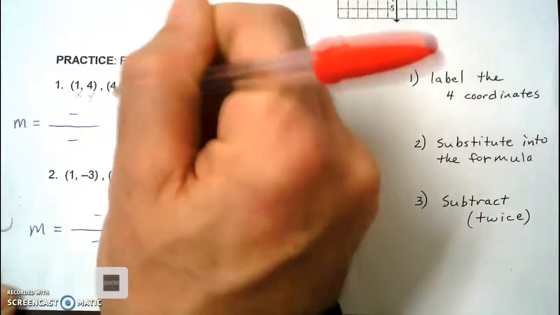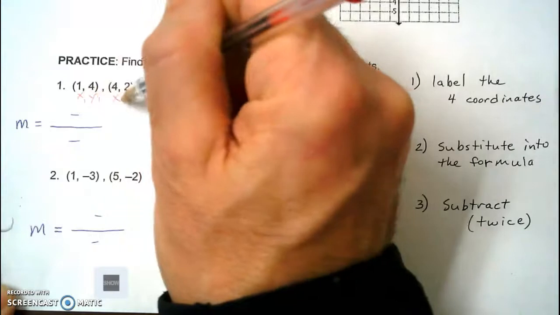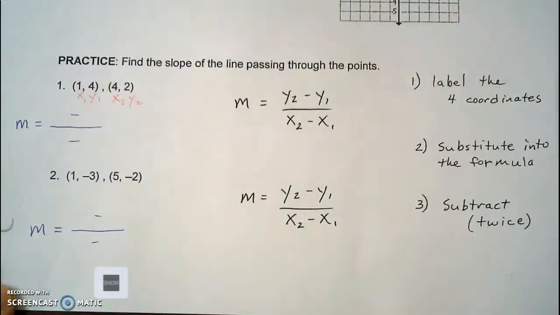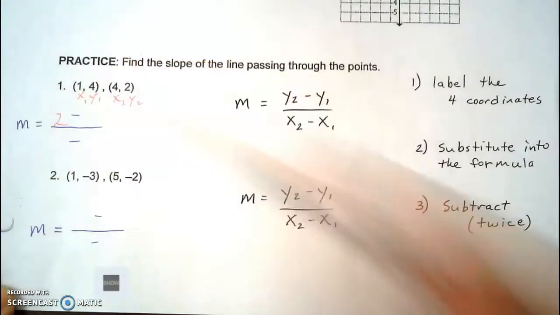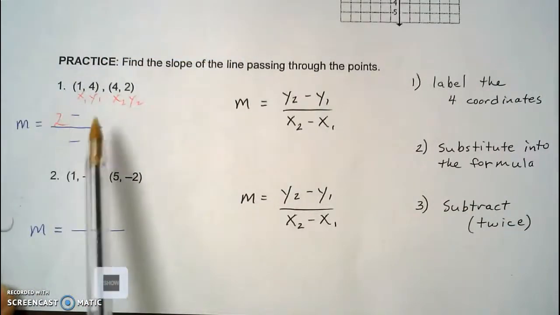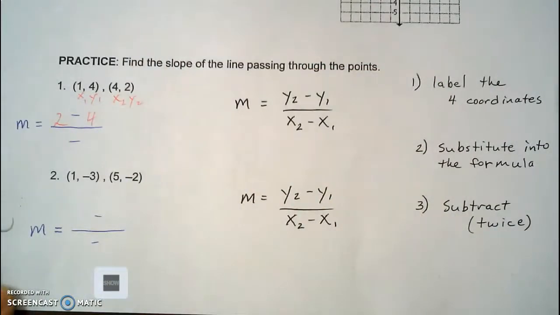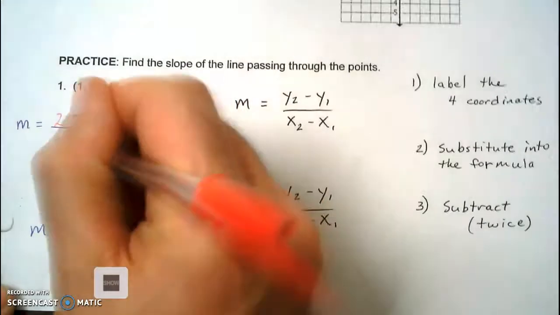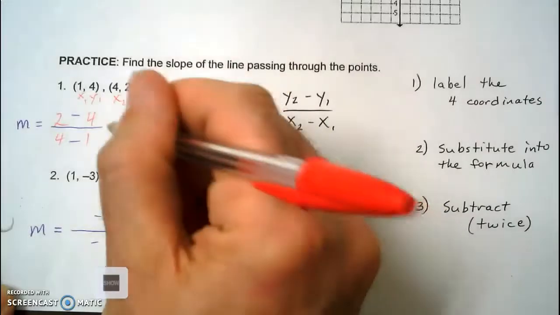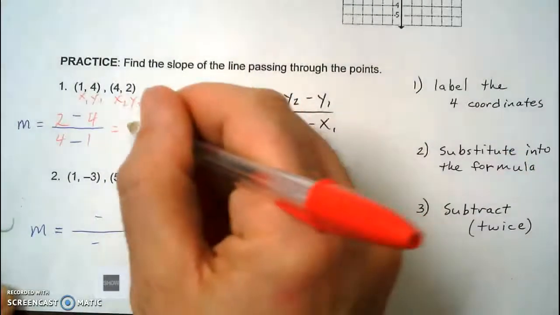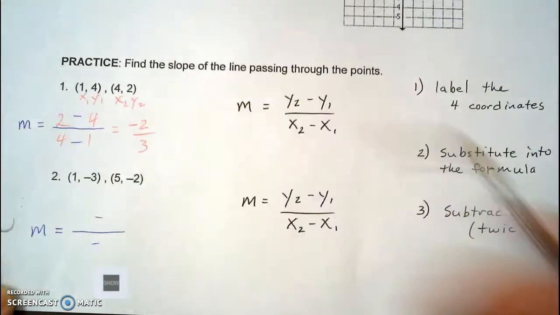So again, xy, xy. I put 1's on the first point, 2's on the second point. y2 always goes right there. y1 always goes right here. So if you label them right, you should be able to substitute correctly. x2 goes here, x1 goes there, and subtract. 2 minus 4, -2. 4 minus 1 is 3.